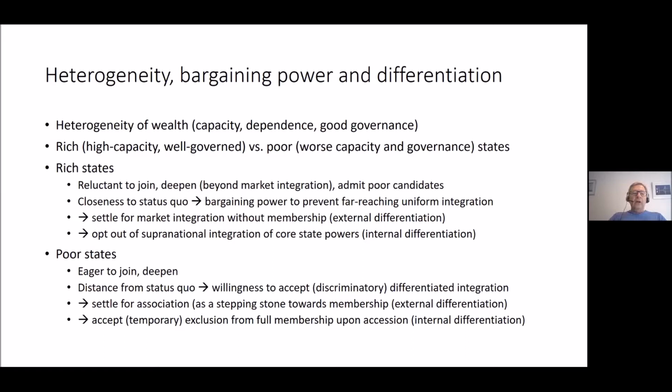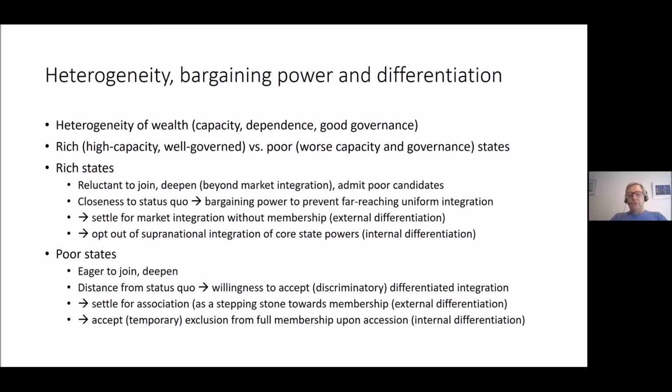outcomes as long as they improve their situation, even if they don't really come close to their ideal point. So that reduces the bargaining power of poorer states in integration negotiation and makes them willing to accept differentiated integration, even if it discriminates against them. So as non-member states, as candidates, they are happy to settle for association agreements as long as they are a stepping stone towards eventual membership. That gives rise to external differentiation.